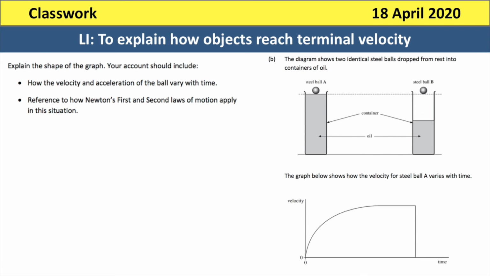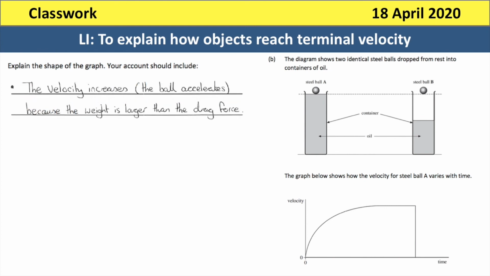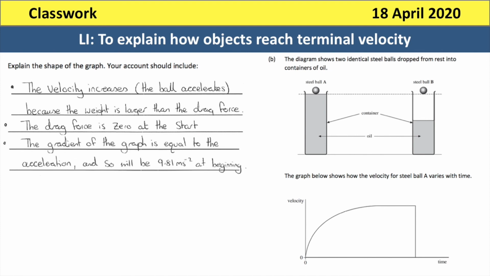So let's start off though with saying how the velocity and the acceleration vary with time. Well, clearly the velocity is going to increase because the weight is larger than the drag force. Now that is a reference to Newton's second law straight away. We can then say again that the drag force is going to be 0 at the start, and then we can go on to say that initially the gradient of the graph is going to be equal to 9.81 meters per second squared, because it obviously falls freely to begin with. So the gradient of the graph is equal to the acceleration, and so it will be 9.81 meters per second squared at the beginning.